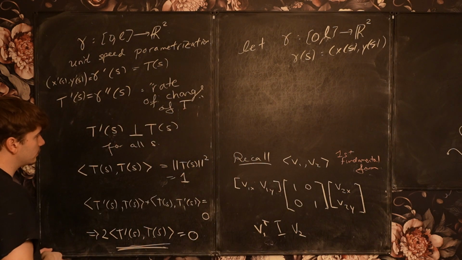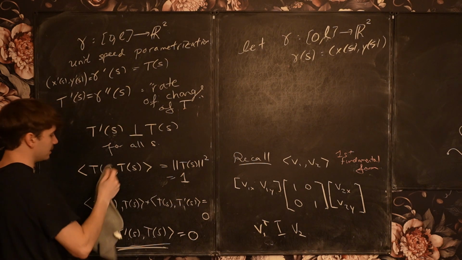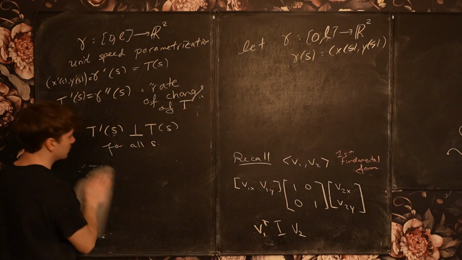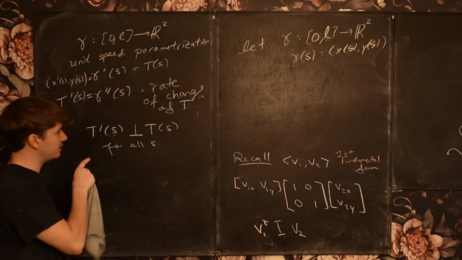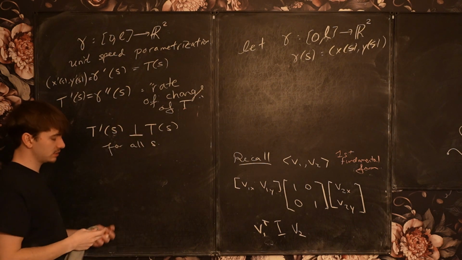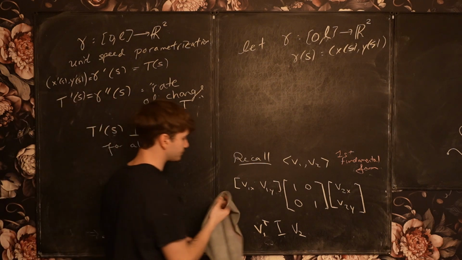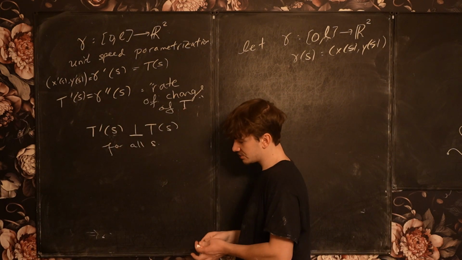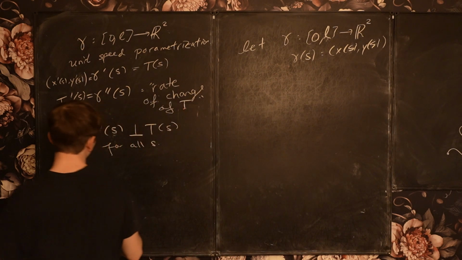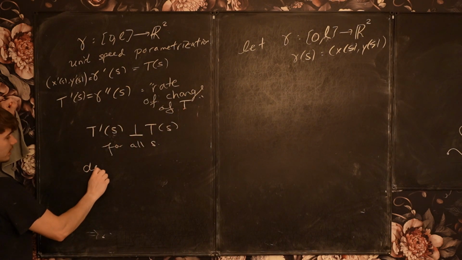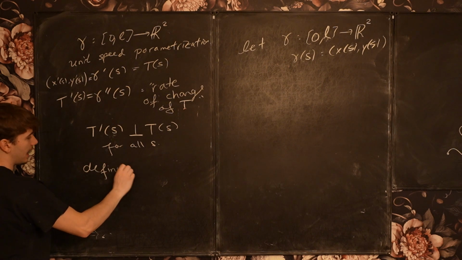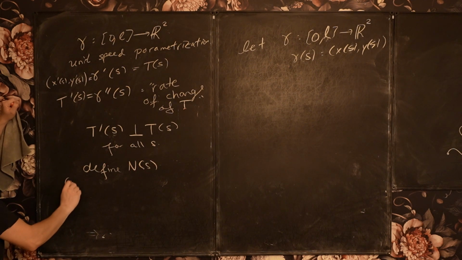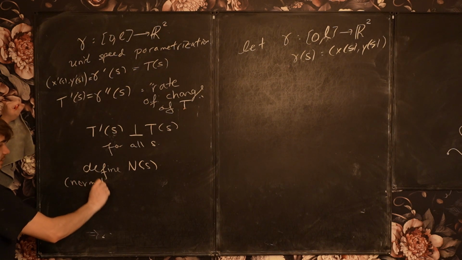All right, so now we have this idea that t prime of s, the rate of change of the tangent vector, is orthogonal to the tangent vector, okay? Now I'm going to define a normal vector to the curve. So we're going to define n of s to be the normal vector to the curve.